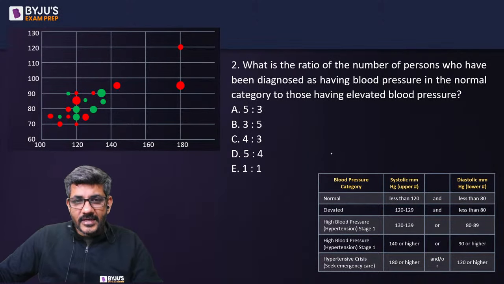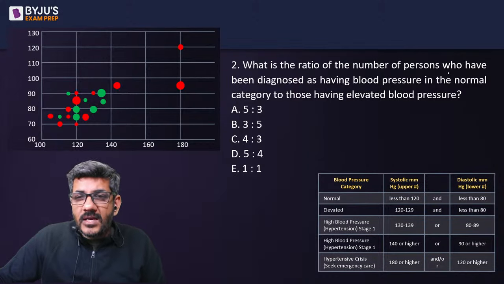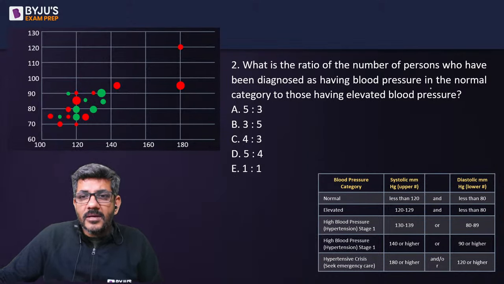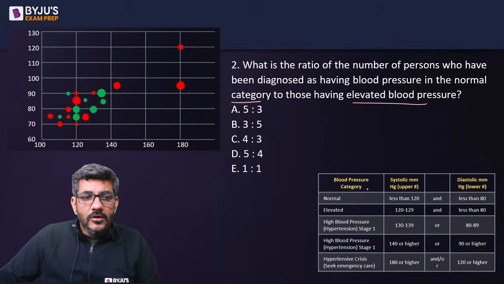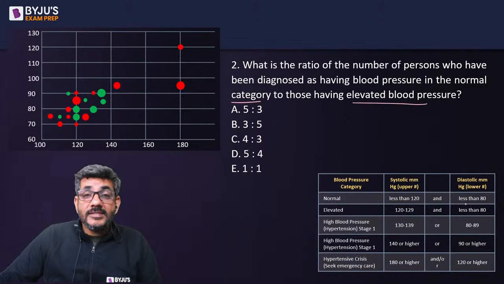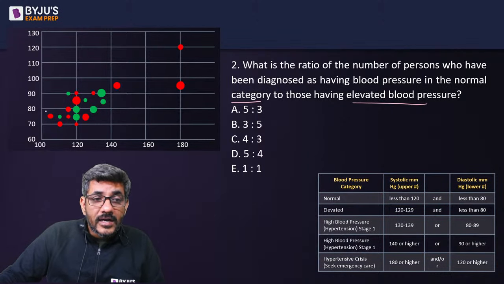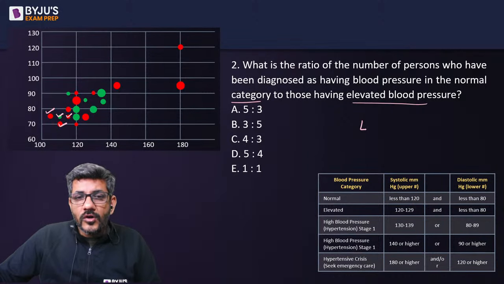Let us start doing it. Let's see what answer comes. What is the ratio of the number of persons who have been diagnosed as having blood pressure in the normal category to those having elevated blood pressure? Normal is less than 120 and less than 80. Less than 120, less than 80 are these four guys. 1, 2, 3, and 4. So there are four people there.